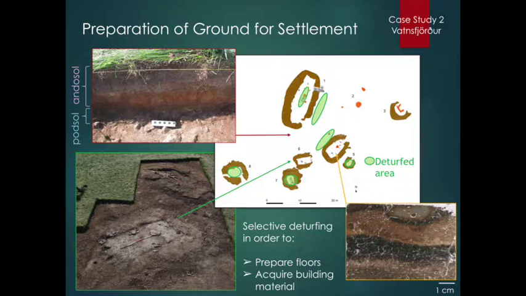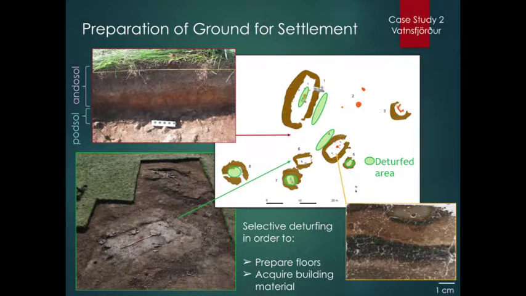And if you look at thin sections, this is the smithy, you can actually, again, see that eluviated horizon down here. This is the floor layer, and this is the turf collapse and later activity on top of the floor. So we can see that there's parts of the site that were being deturfed in order to prepare them for occupation, and some were not deturfed. So this is how things varied across the site.